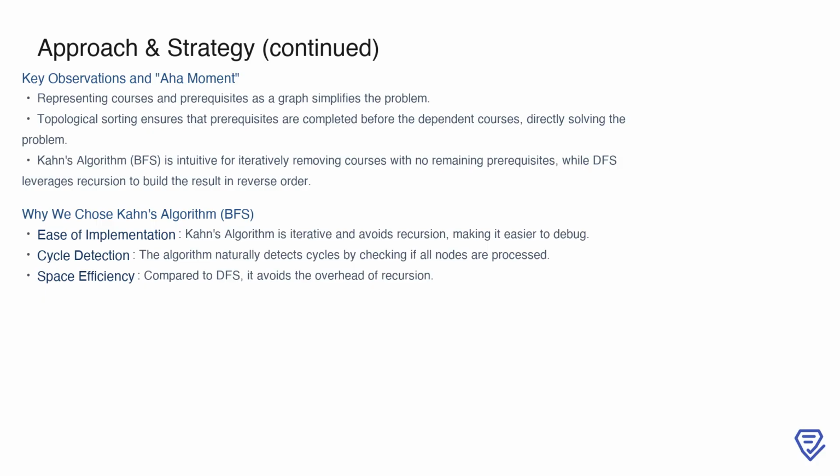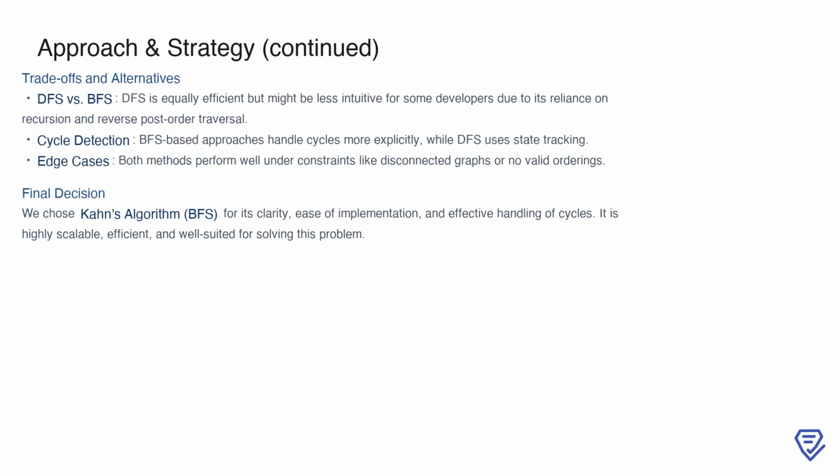Additionally, Kahn's algorithm naturally incorporates cycle detection by checking if all nodes are processed. If any nodes remain, it means there's a cycle. This simplicity, combined with its space efficiency, makes it a strong candidate for this problem compared to DFS. When comparing the trade-offs between DFS and BFS for topological sorting, both are efficient and have the same time and space complexities. However, BFS through Kahn's algorithm tends to be more intuitive for developers, as it doesn't rely on recursion or reverse postorder traversal, which can feel less straightforward.